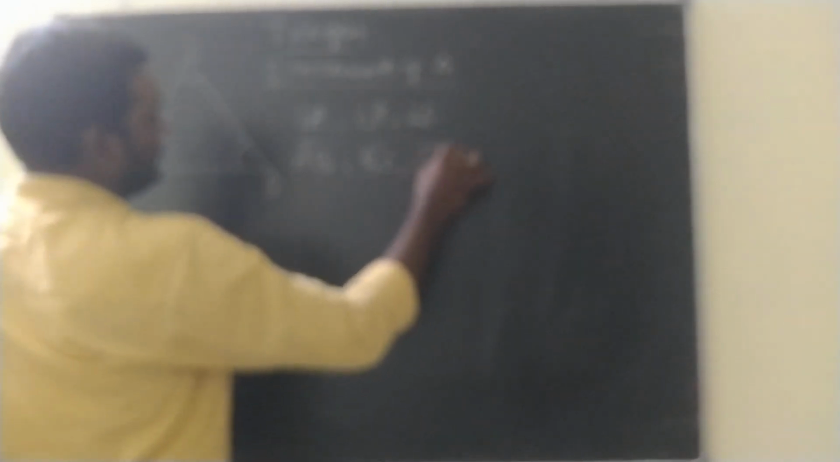The six elements of this triangle are the angles A, B and C, which are the first three elements, and the other three elements are the sides AB, BC, CA. Okay, and these things we know.